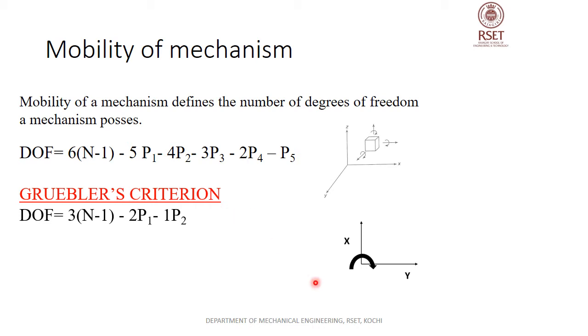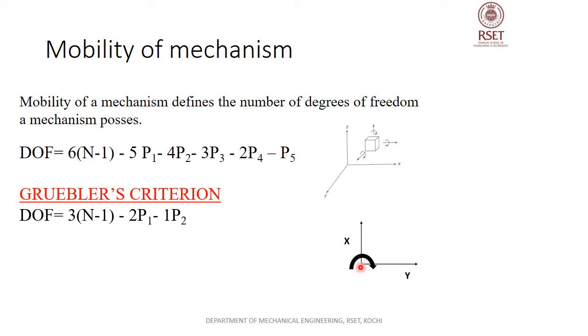That is, the mechanism has only planar motion, that is, the links are moving only in one plane. In that case, a free link which is moving in a plane has 3 motions: one along the x direction, one along the y direction, and one rotation, that is about the z axis. So a link will have 3 degrees of freedom for a planar case.